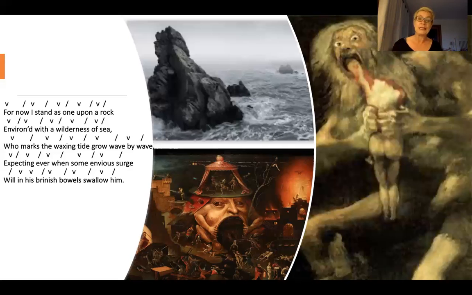Now, if we were dealing with naturalistic acting, the way that we make a word seem new is usually to stick in ums and ers and you know. So, for instance, for now I stand, like, one upon a rock who's like environed with a like wilderness of sea. Yeah, well, you might get away with that in naturalistic acting, though you cannot get away with it in Shakespeare.